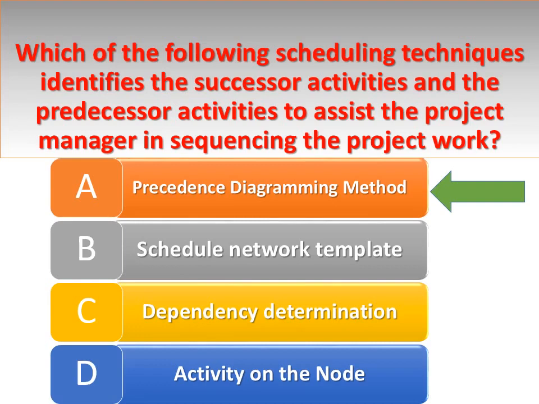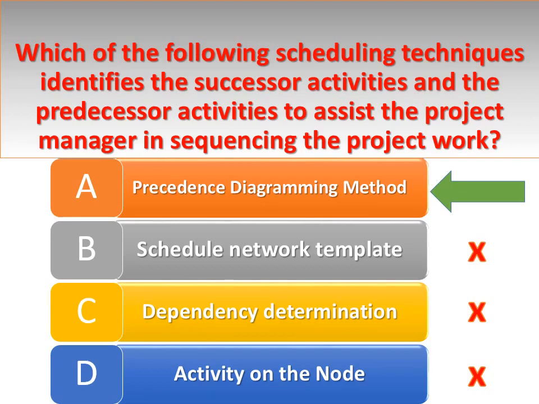Answer A. Explanation. The precedence diagramming method uses both predecessors and successors as nodes in a project network diagram. The PDM approach is the most common network diagram approach used and identifies the order of the project work. Answer option B is incorrect. The schedule network template is a tool that uses the previous project network diagram as a base for the current project network diagram. Answer option D is incorrect.